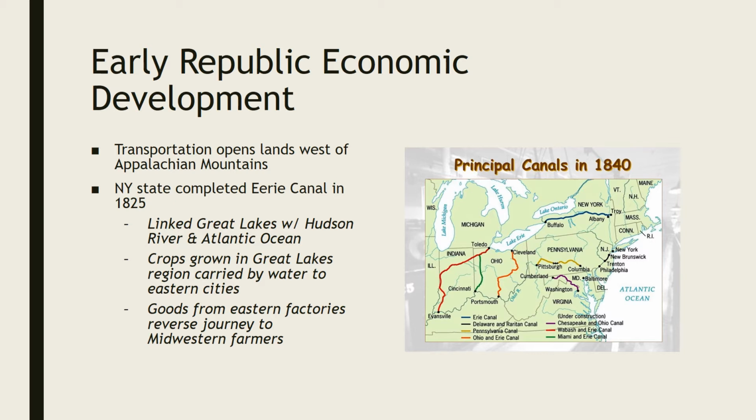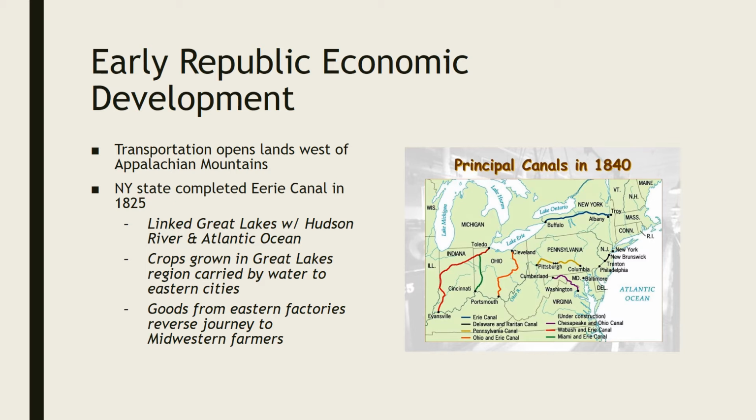This meant that crops grown in the Great Lakes region, such as here in Illinois or Michigan or Indiana, Ohio, etc., could now be carried by water to eastern cities. And at the time, water is the fastest way to transport goods. Also, on the flip side, goods from eastern factories could make the reverse journey and come back to Midwestern farmers, so that you don't have to produce so many goods within your own home. You can now buy things on the market because they're easily transported to you throughout the country.